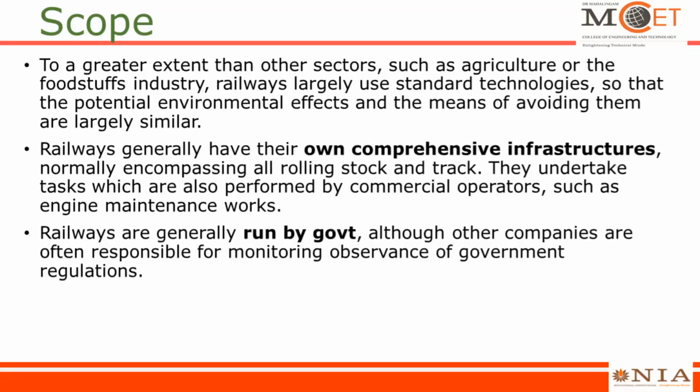Railways generally have their own comprehensive infrastructures, normally encompassing all rolling stock and track. They undertake tasks which are also performed by commercial operators such as engine maintenance works. Railways are generally run by government, although other companies are often responsible for monitoring observance of government regulations.